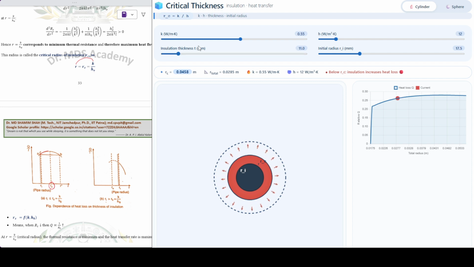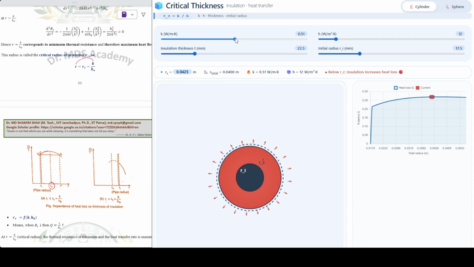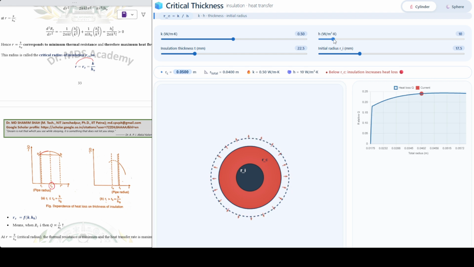See here what is happening. As we are increasing this, the dot is going to the greatest heat loss value. Currently, suppose I have set K at 0.5 and let's say H value I have kept at 10. So 0.5 divided by 10 will give RC. What are we getting? 0.05. So this is the 0.05 RC, critical radius.